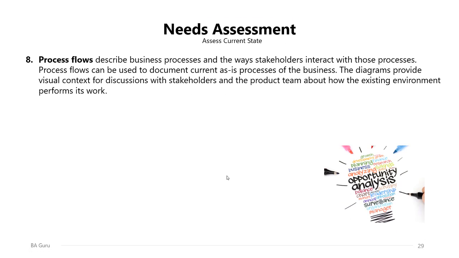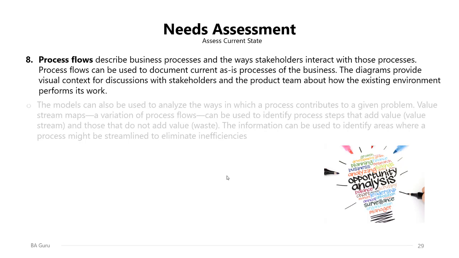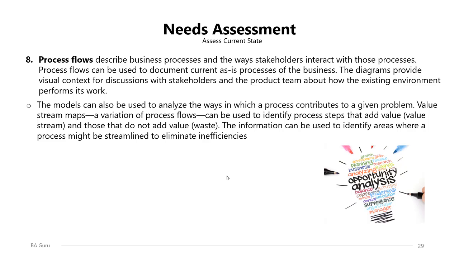The process flows, again another tool of the assess current state process, describes a business process and the ways stakeholders interact with those processes. Process flows can be used to document current as-is processes of the business. The diagrams provide visual context for discussions with stakeholders and the product team about how the existing environment performs its work.